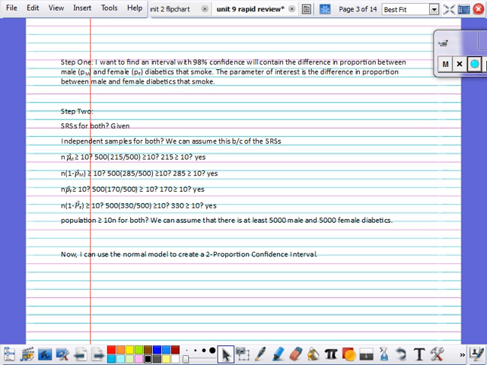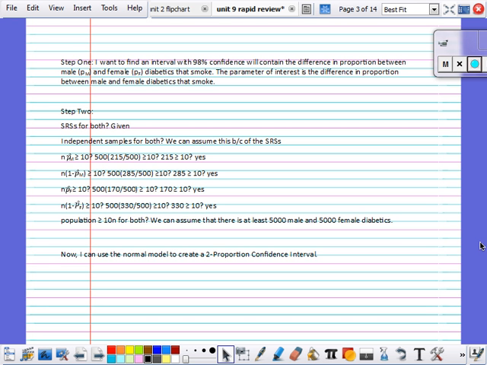Alright, so here's the answer. Step 1. You need to tell me what you want to do. I want to find an interval with 98% confidence that will contain the difference in proportions between male and female diabetics that smoke. If you notice, I put in parentheses proportion of male P sub M and female P sub F. You can do that if you would like, to identify variables. You can also use P sub 1 and P sub 2.